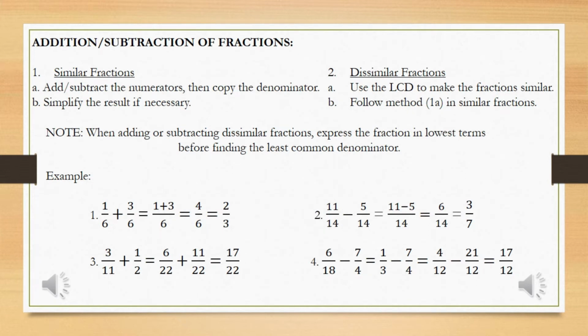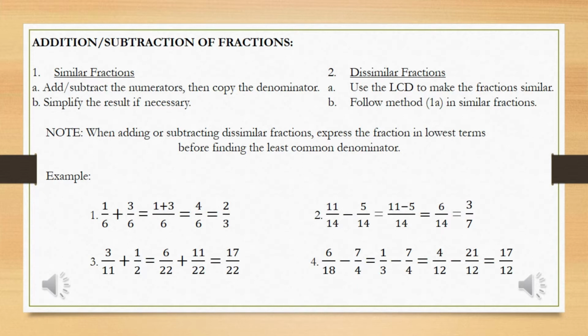Under fractions, we already know that we have similar and dissimilar fractions. But how are we going to add and subtract these fractions? In similar fractions, all you have to do is add or subtract the numerators, then copy the denominator, and simplify the result if necessary. In dissimilar fractions, we should use the LCD to make the fractions similar. Then, we would again add or subtract the numerators, then copy the denominator.